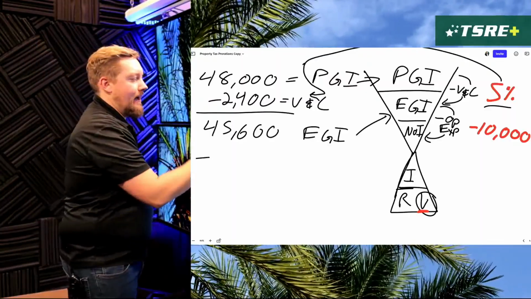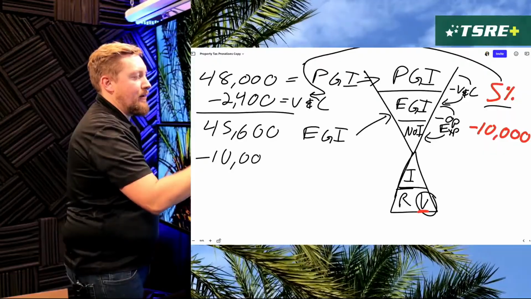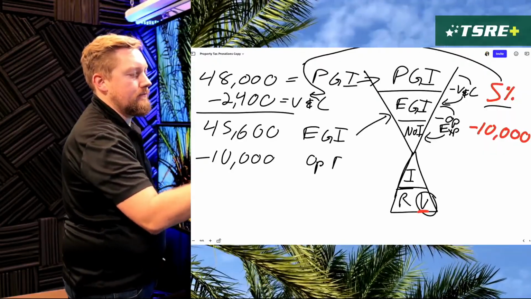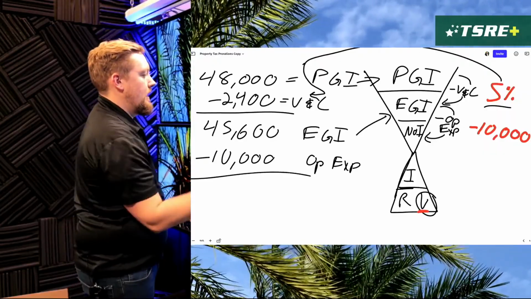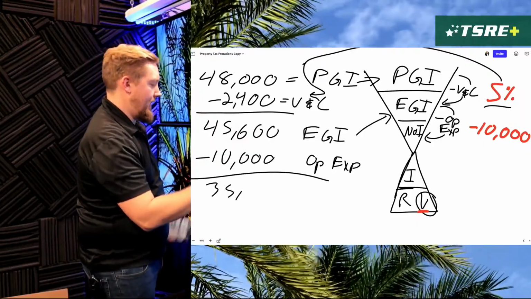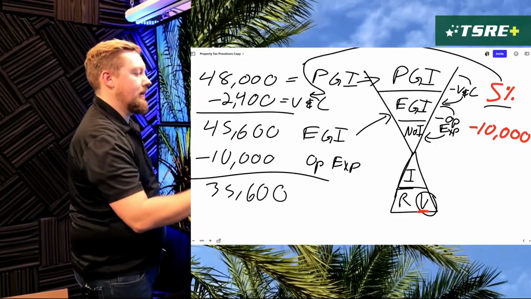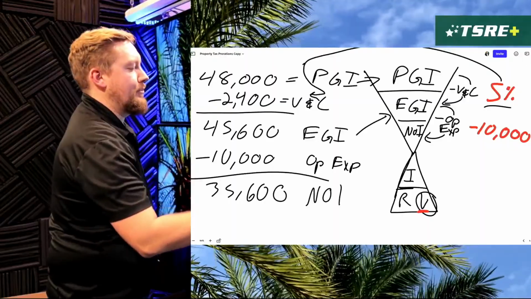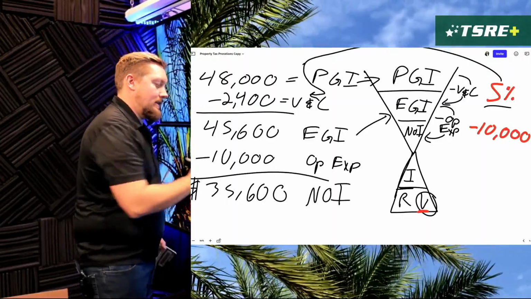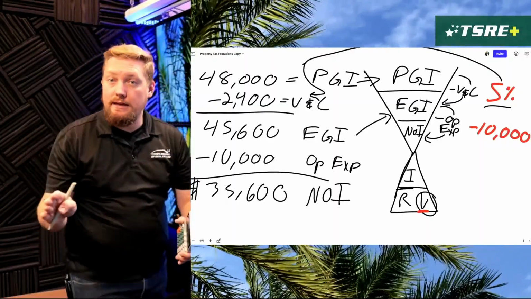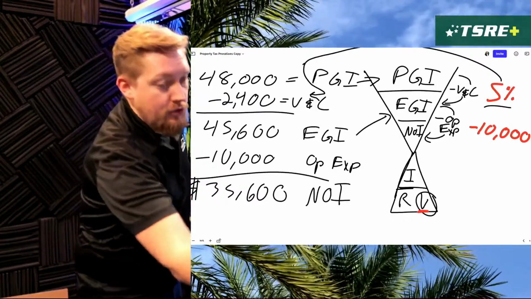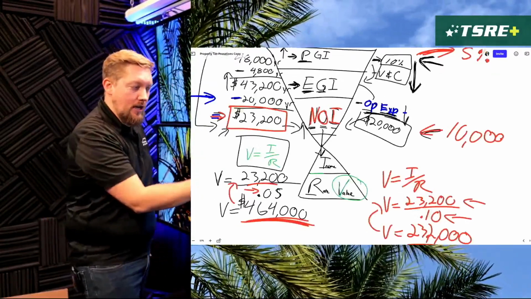Now we need to take out the $10,000 of operating expenses, and that's going to bring us to $35,600 of net operating income. And if you couldn't tell from the last example, that's night and day difference from 23,000. That's a huge difference from those small changes.